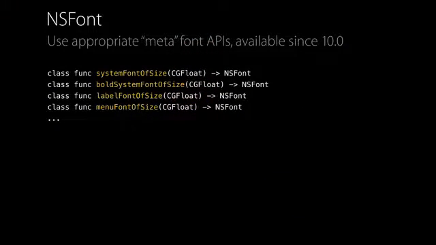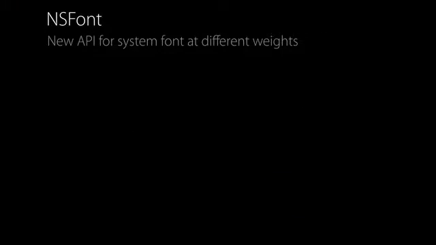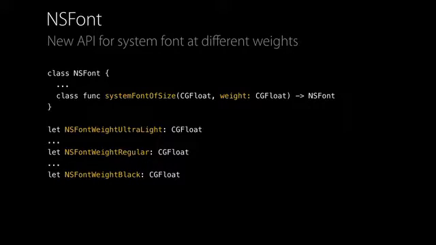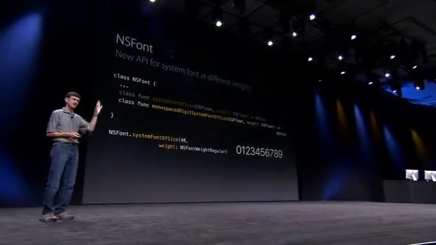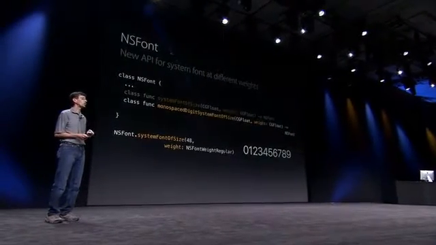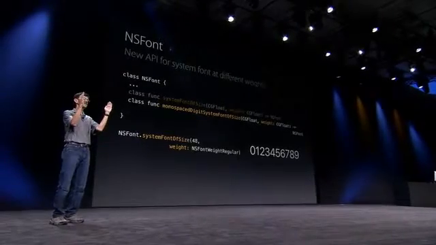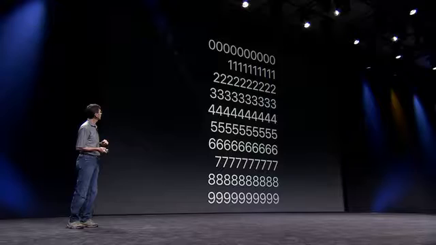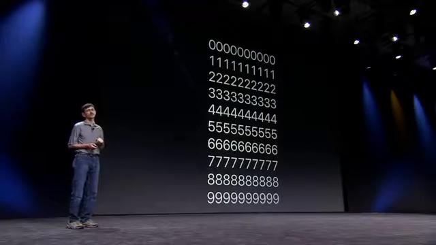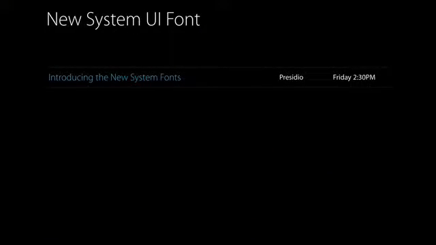So here are the APIs in NSFont that you can use to make sure you're using the latest system font. We do have new API for system font at different weights, system font of size and weight. Now, we do have another API here, and that's monospaced system font of size, weight. That's to make sure that tabular data appears organized, or UIs with changing numbers in text don't jiggle as the numbers are changing. Here is the proportional, and here is the fixed width one. More about the APIs in Introducing the New System Fonts.